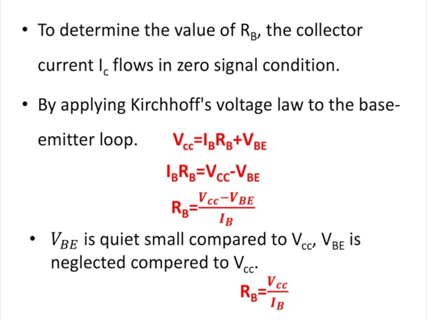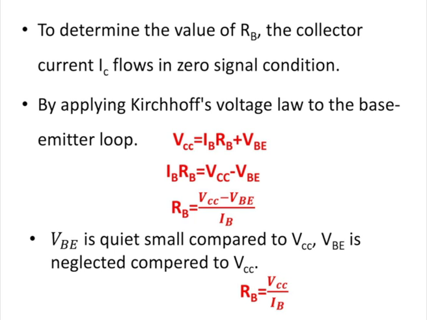What is the equation from the diagram? Taking the vertical loop on the left side, VCC equals IB RB plus VBE. Using this combination I calculate the value of RB. This is about fixed bias. After fixed bias, what is the advantage of using fixed bias? What is the disadvantage?